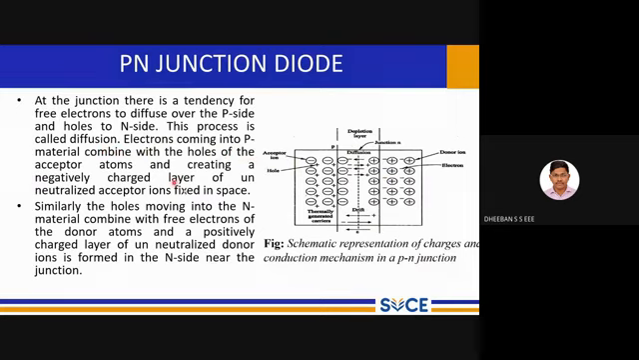So that's what I have said already, creating a negatively charged layer of unneutralized acceptor. If these sentences are confusing you, just keep in mind the concept I have said. Similarly, the holes moving into the n material combine with the free electrons. So in these two paragraphs, they are speaking entirely about this depletion layer, and how this junction depletion layer is formed.